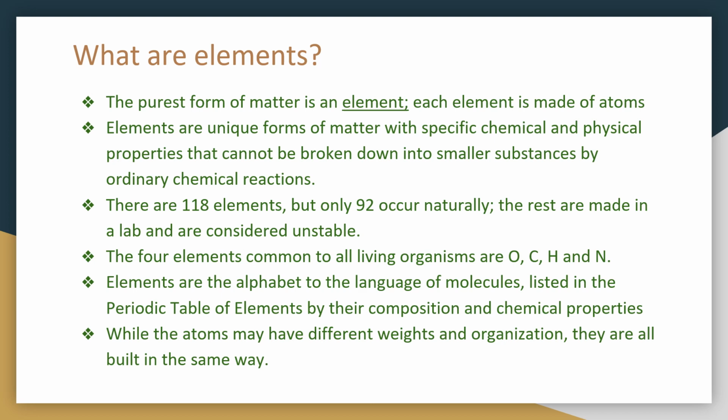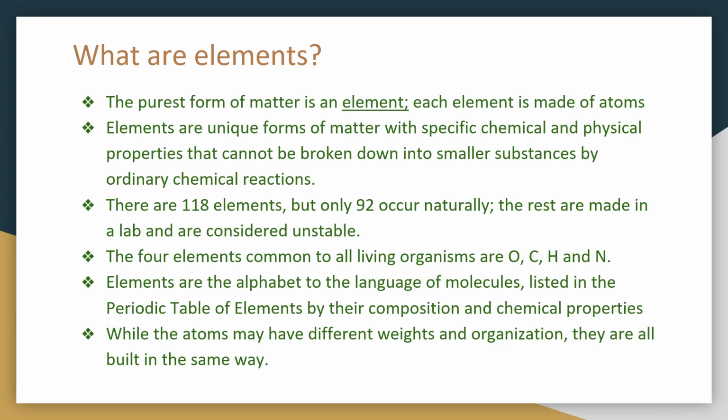The four common elements to all living organisms are oxygen, carbon, hydrogen, and nitrogen. Those are the abbreviations you should start to recognize. Elements are the alphabet to the language of molecules, listed by the periodic table, and they're listed by their composition and their chemical properties. While the atoms may have different weights and organization, they are all built the same way.